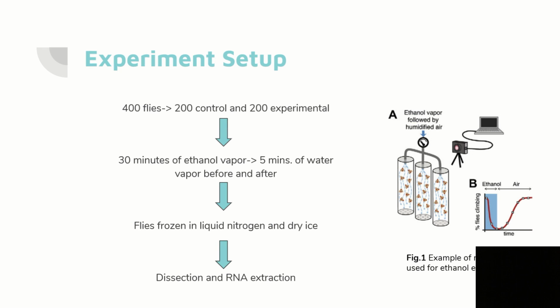The actual experiment consisted of 400 flies total, 200 control and 200 experimental. The equipment used in the lab was very similar to the image displayed on the right, where some modified test tubes contained the flies. 5 minutes of water vapor were administered, then 30 minutes of ethanol vapor, and afterwards 5 minutes of water vapor again. 2 hours after the exposure to ethanol, the flies were frozen in liquid nitrogen and dry ice. After this, every 24 hours for 7 days, certain quantities of flies were dissected and the RNA was extracted.